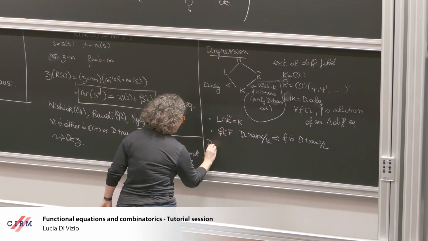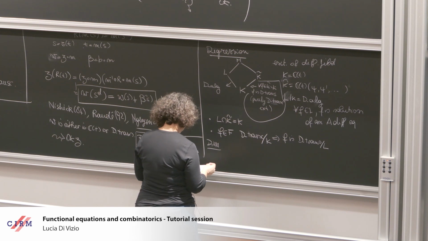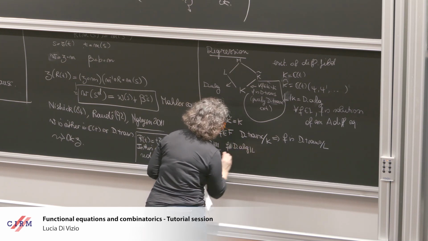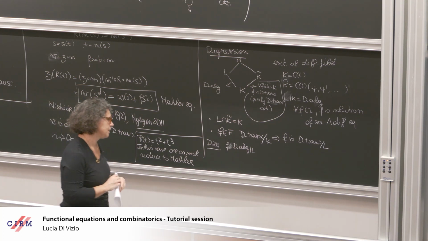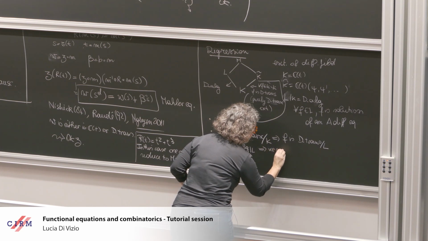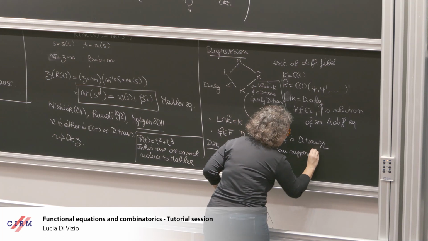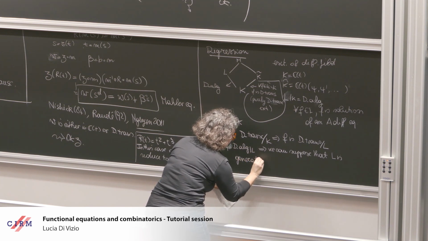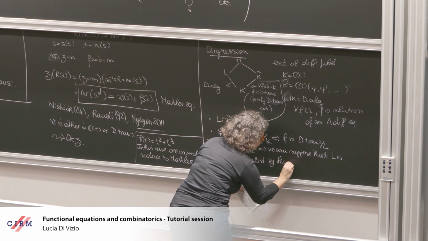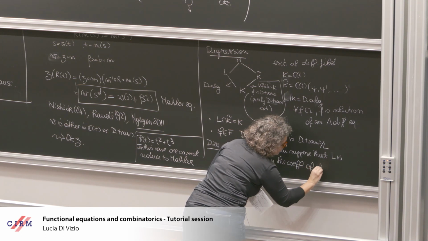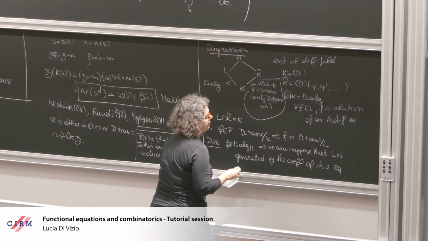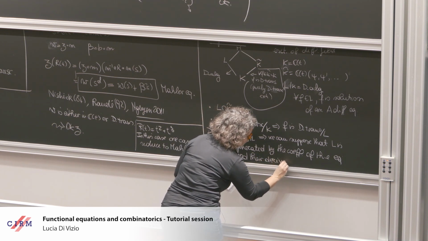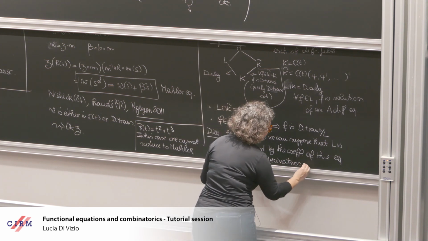prove it, let us suppose that we have f, which is differentially algebraic over L. So f satisfies a differential equation with coefficients in L. Then we can suppose that L is generated by the coefficients of the equation and their derivatives, which means that L is finitely generated.